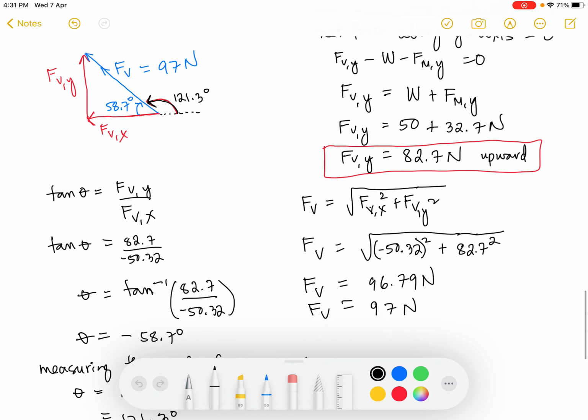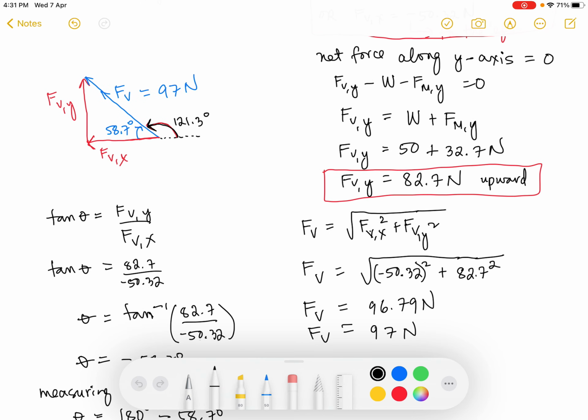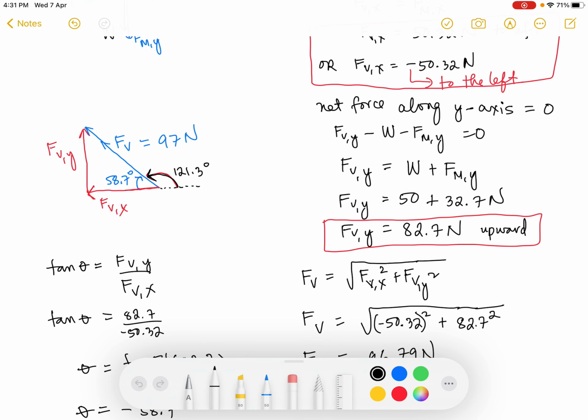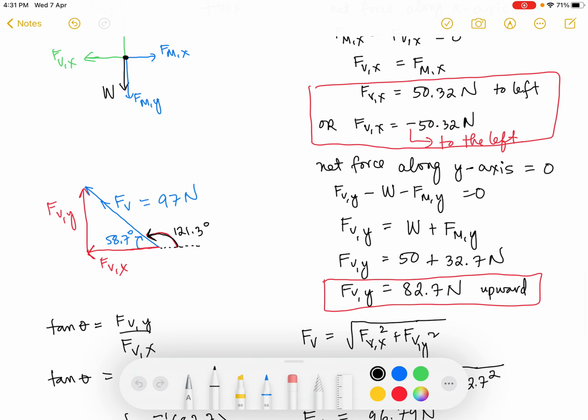All right, so there you have both the magnitude and direction of FV. Magnitude being 97 newtons and direction being 121.3 degrees measured from the positive x-axis.